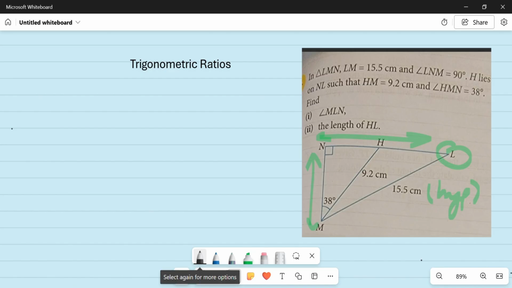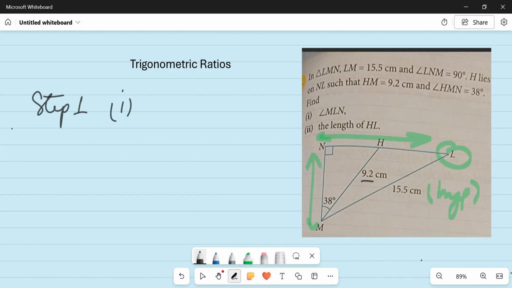So 9.2, which is MH, is given to you, which is the hypotenuse. When we take 38 degrees, the hypotenuse is there, and we need to find MN. MN is adjacent to 38 degrees, so we use the cos function. So step number 1 for part 1.